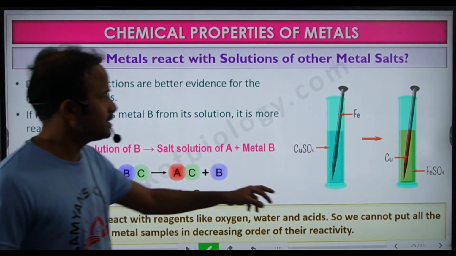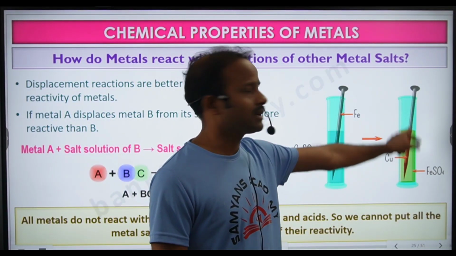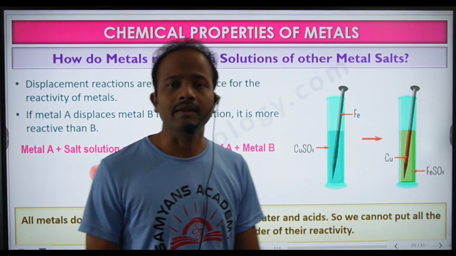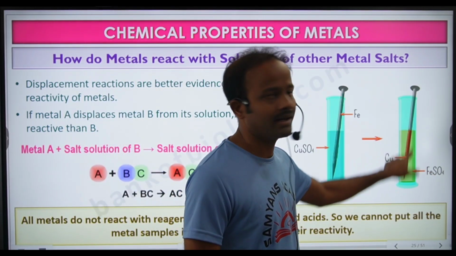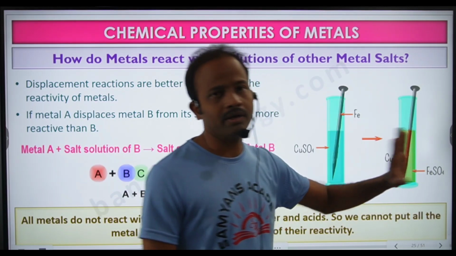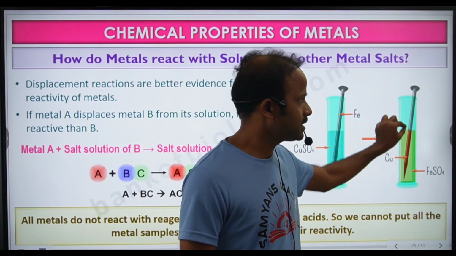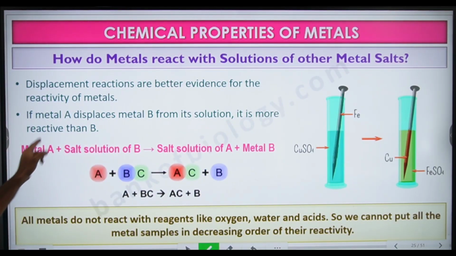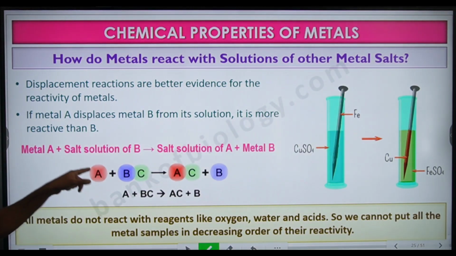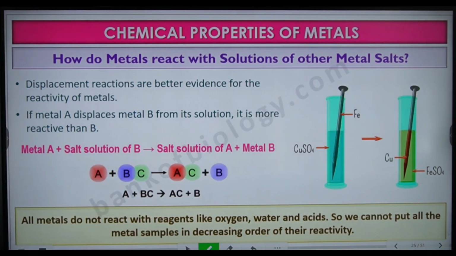Now here we can see this is copper sulfate, which is blue in color. After some time, what will happen? The color of the solution turns to green, right? Because of the formation of iron sulfate, the copper is deposited on the iron nail. Whatever copper atoms are separated, the copper metal is deposited on the iron nail, right? Now if a metal A displaces metal B from its solution, it is more reactive than B. Now you see, A has more reactivity, so it displaces B from its compound, forming AC plus B, right?